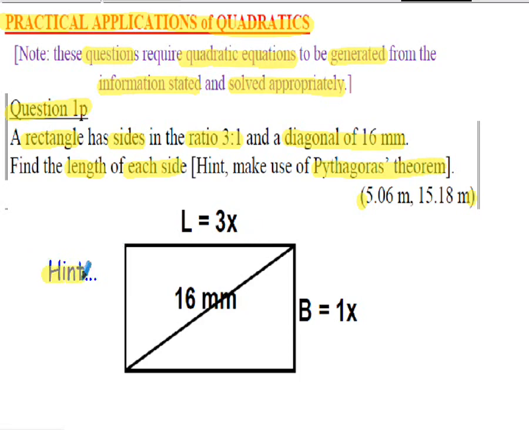As a hint to show you how these questions should be approached, the first thing to do is to try and sketch the problem where appropriate. So in this case I've shown a rectangle, I've shown the diagonal of the rectangle is 16 millimeters, that's given in the question. And I've labelled my sides L and B, length and breadth. Because the question says there's a 3 to 1 ratio, I've said that L is equal to 3x and B is equal to 1x, or simply x. In other words, I'm keeping my 3 to 1 ratio. If the question said it's a 4 to 1 ratio, then I would have L is equal to 4x and B is equal to x.